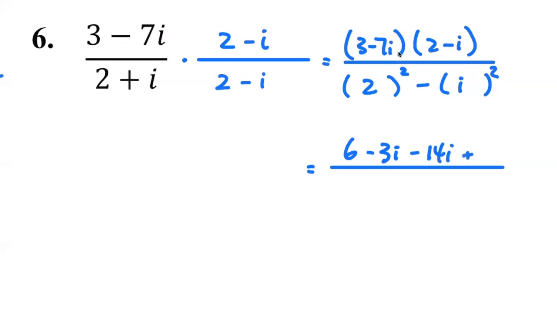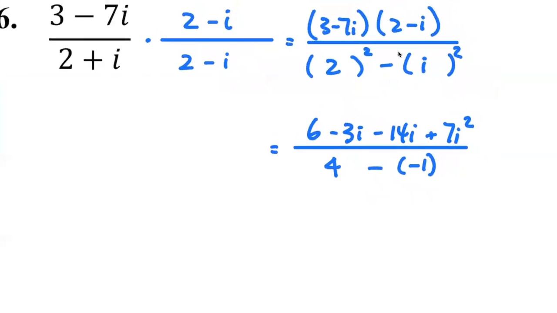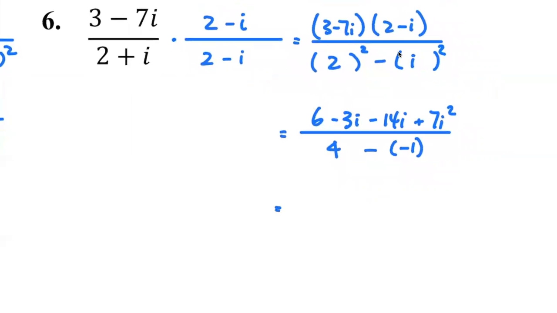And then plus 7i squared. And then here you've got the 4. And then i squared is minus 1. We have seen it too many times now, I hope. And then 4 minus negative 1 is 4 plus 1, which is 5.